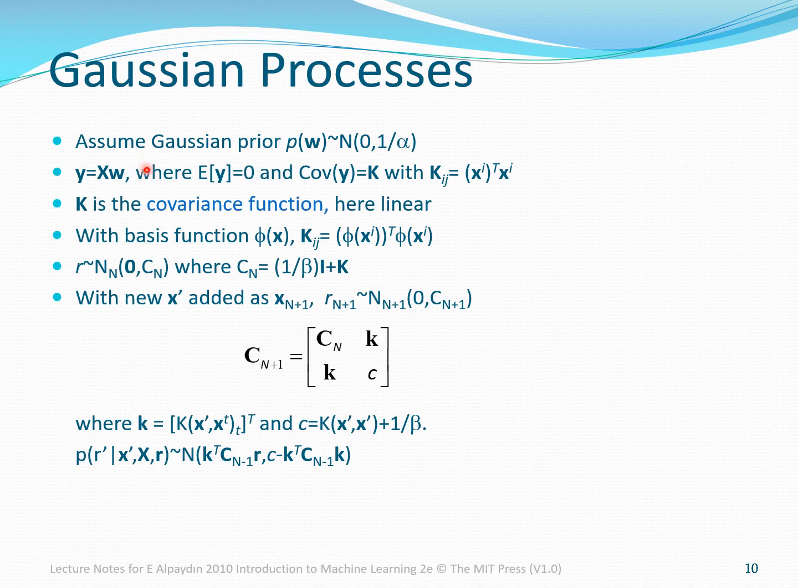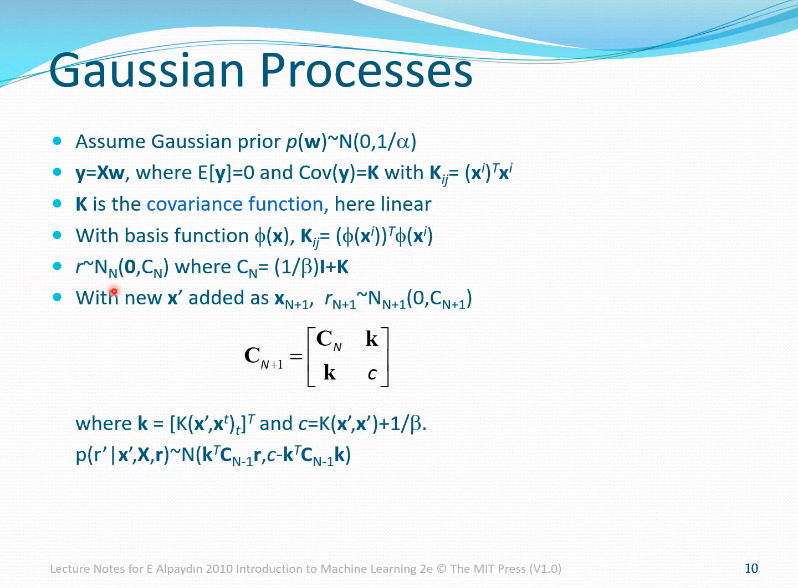Gaussian processes. Assume Gaussian prior p(w) ~ N(0, 1/alpha I), y equals Xw, where the expectation of y equals 0, this is a matrix, and the covariance of y equals K, with K_ij equals x_i^T x_j. K is the covariance function here, linear, with basis functions phi: K(x, x_j) equals psi(x)^T psi(x_j).